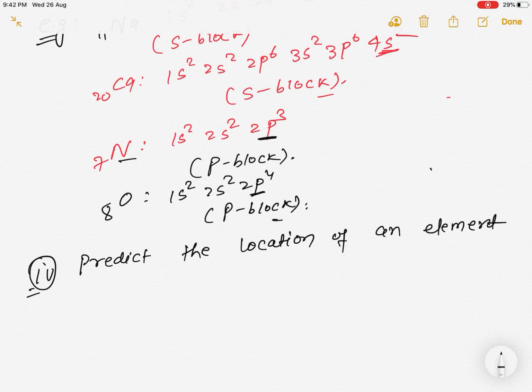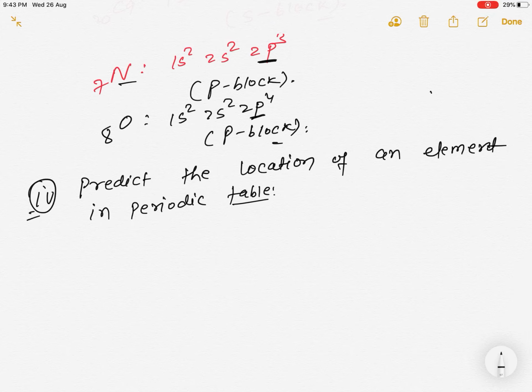You can predict the location of an element in the periodic table. Where will an element exactly lie in the periodic table? That also can be predicted using the electronic configuration. So you see, this is quite an interesting topic. So let's see how we find the location.